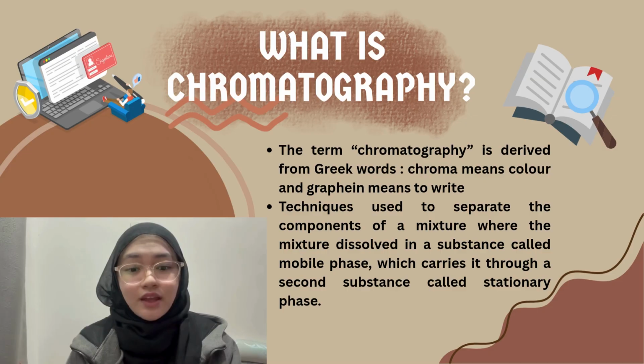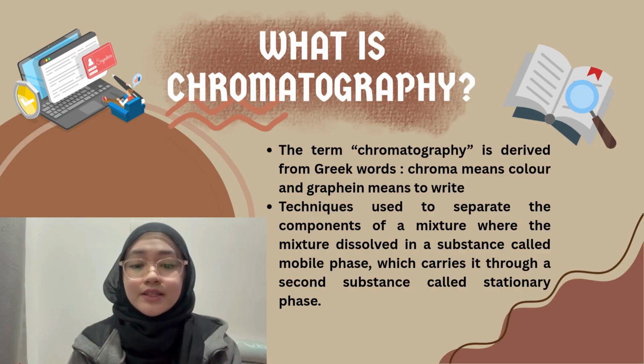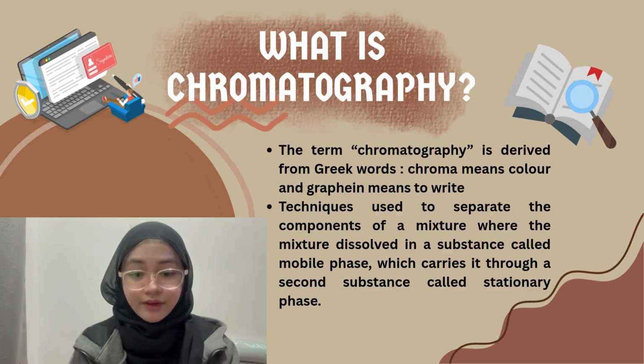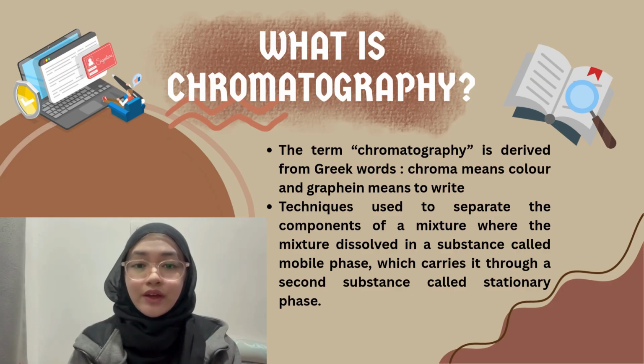Chromatography is a separation technique used to separate the different components of a mixture. It works based on the principle that different substances will interact differently with two phases. One is the mobile phase, which is usually a liquid or a gas that carries the mixture through the system, and the other is the stationary phase, a solid or liquid that stays fixed in place. As the mixture moves with the mobile phase through the stationary phase, the different components move at different speeds, and this allows us to separate them.